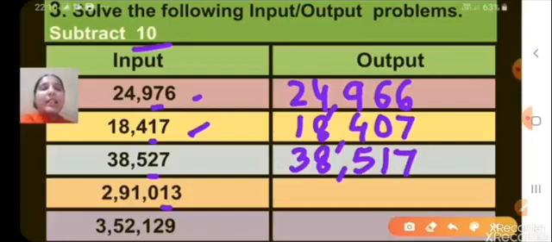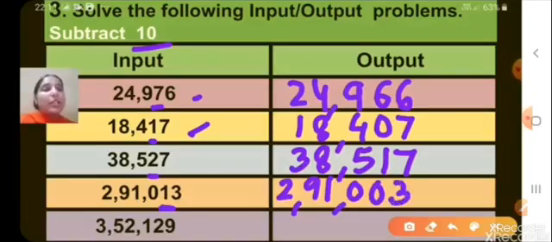What is the digit at the tens place here? 1. And the number is 2,91,013. So what will we write in the input output column here? It will be 2,91,000. And look at the digit at the tens place, which is 1. So 1 minus 1, 0, 3. So what will come in the output column here? 2,91,003. Okay. Now let's move to the next number, which is 3,52,129.